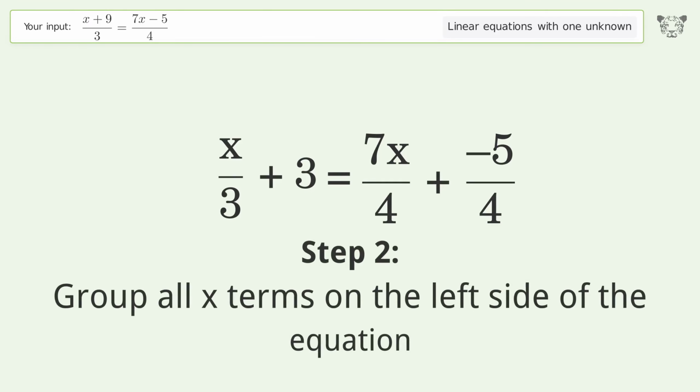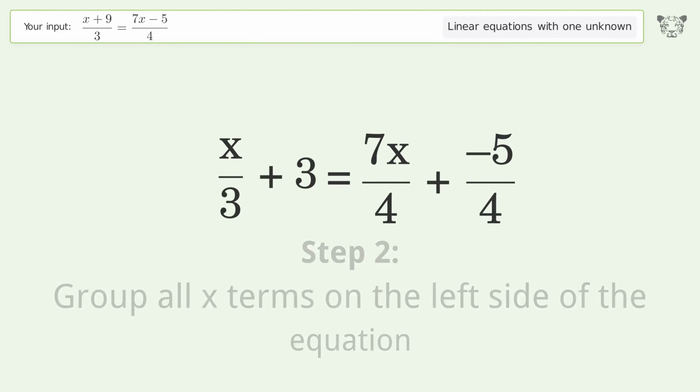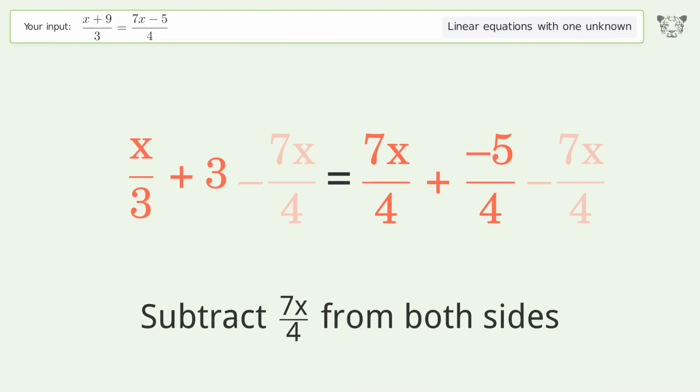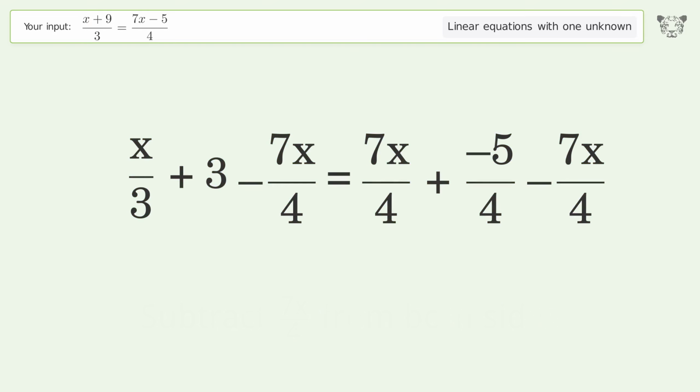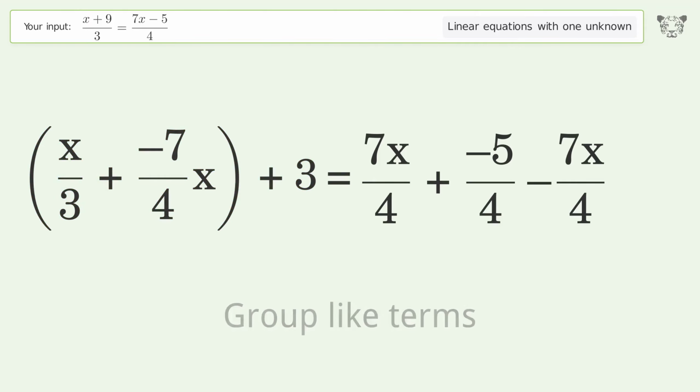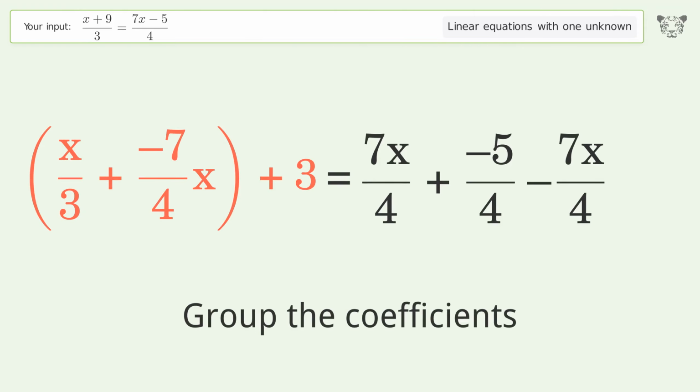Group all x terms on the left side of the equation. Subtract 7x over 4 from both sides. Group like terms. Group the coefficients.